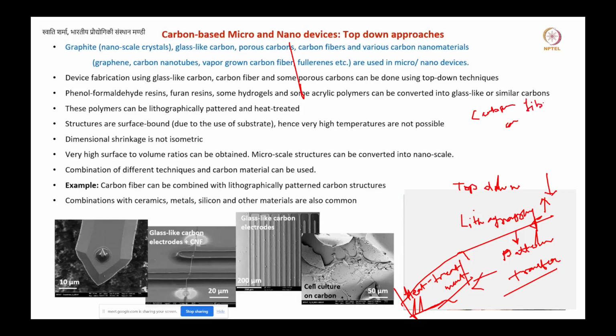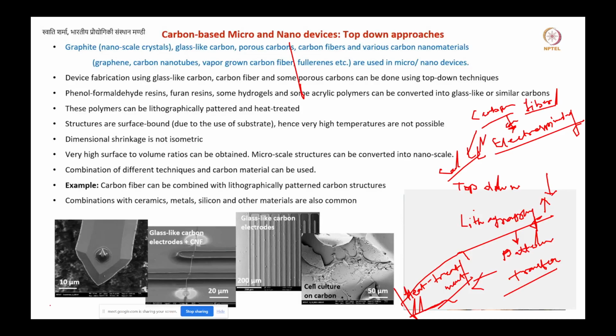This carbon fiber you can easily get by using an electrospinning technique, where you can make a carbon fiber, and this carbon fiber will mix with your lithographically patterned carbon structure, and then you can use this. Also you can use a combination of ceramic, metal, silicon, and other materials, which are also common.